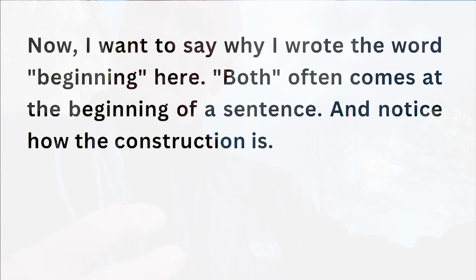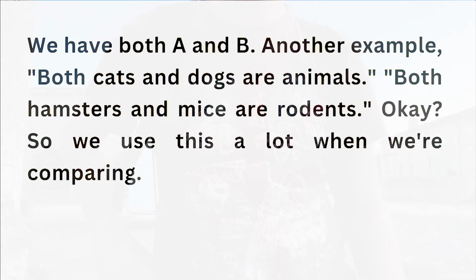Now, I want to say why I wrote the word beginning here. Both often comes at the beginning of a sentence. And notice how the construction is. We have both A and B. Another example, both cats and dogs are animals. Both hamsters and mice are rodents. Okay? So we use this a lot when we're comparing.